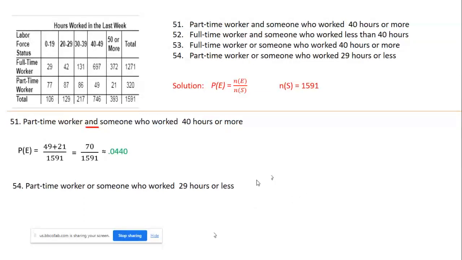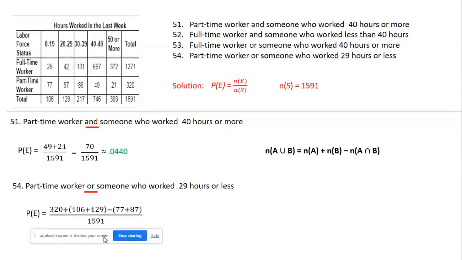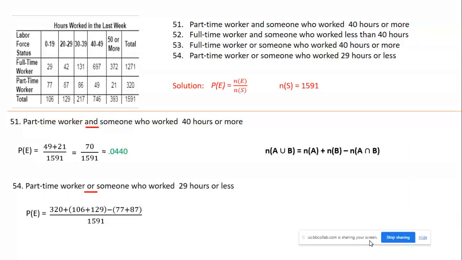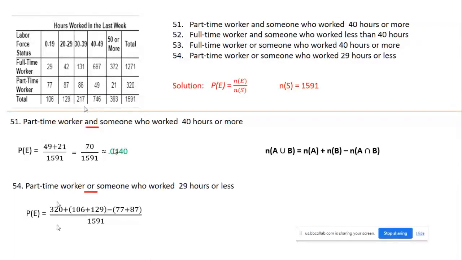Okay, so now the word that we have is "or" here. So the way we're going to do the "or" is, again, we probably have to take away the duplicate. But it's easy with a table. So let's go ahead and do this. Okay, let's see what we have here. So part-time worker, we look at our part-time worker, that is 320 people who are part-time workers.